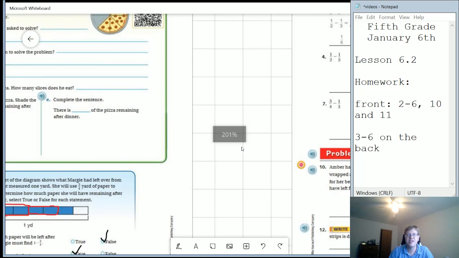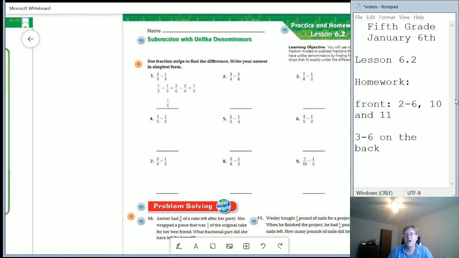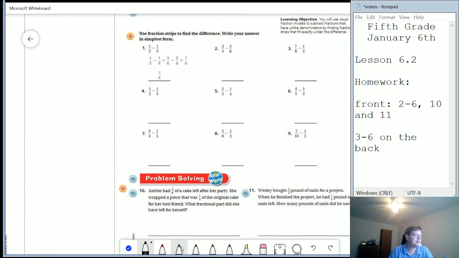All right, let's look through our homework real quick because we're about at that time. For the homework, I'm going to ask you to do number 2 through 6. We are going to skip 7, 8, and 9, but we are going to do 10 and 11. Okay, so we are going to do 2, 3, 4, 5, 6, 10, and 11 on the front.